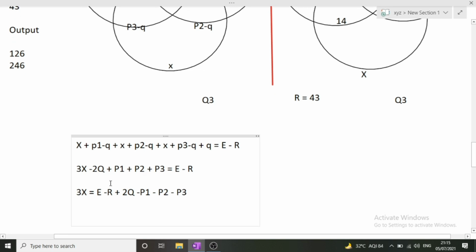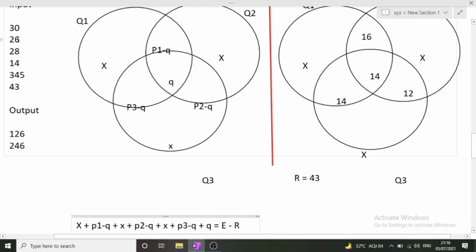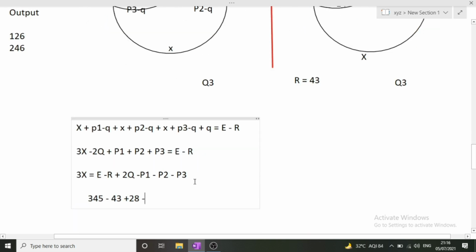So we just have to put these values in and solve the equation. What was the value of E? That was 345. 345 minus R, which was 43. Then we have to do plus 2Q. Sorry, it was plus 2Q only. That is 14 twos, that is 28, plus 28, then minus P1 minus P2 minus P3. P1 is 30 plus 26 is 56, 56 plus 28 is 84. So minus 84 we have to do. Now what will be the answer? That will be equivalent to 246.